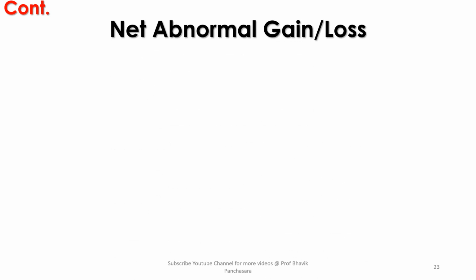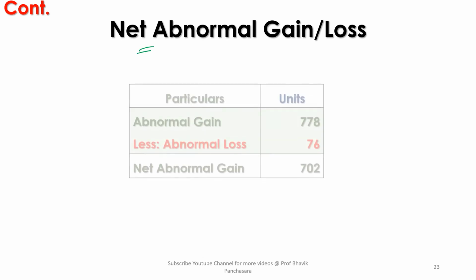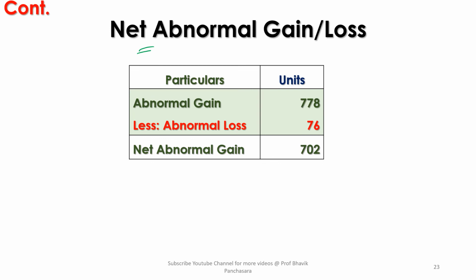Okay friends, now in the last step we will find out whether there is a net gain or loss. Okay, so here by observation we can say that the amount of abnormal gain is higher, that is 778 rupees, whereas the amount of abnormal loss is just 76 rupees. So obviously here gain is higher, so from gain we will deduct the amount of loss, that is 76. So here the net amount of abnormal gain is 702 rupees.